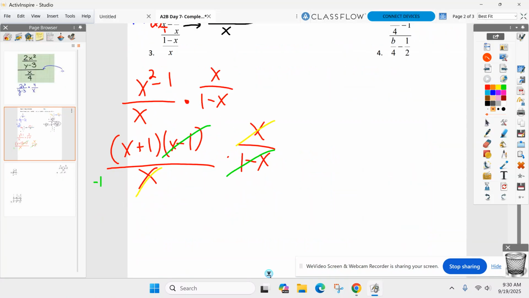Juliana, back to you. What's left on top for us? X plus 1, and then what's left still on the bottom? Negative 1. Guys, I'm okay if you put it over negative 1. If anybody wanted to do this instead, you could do that instead. You could distribute the negative. All of them are fine with me.